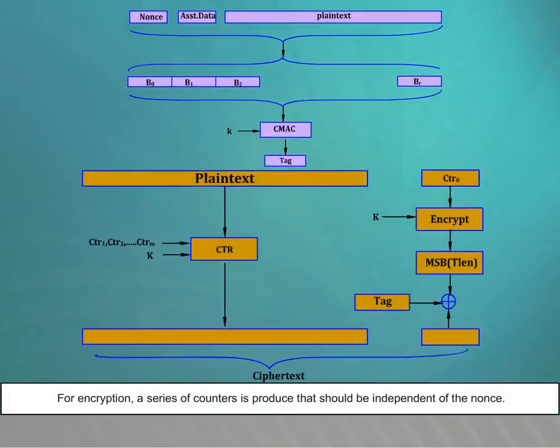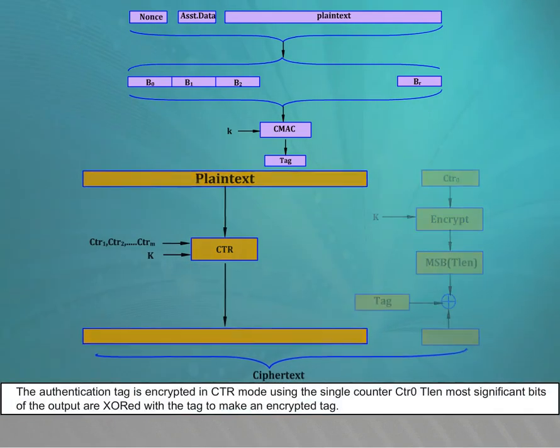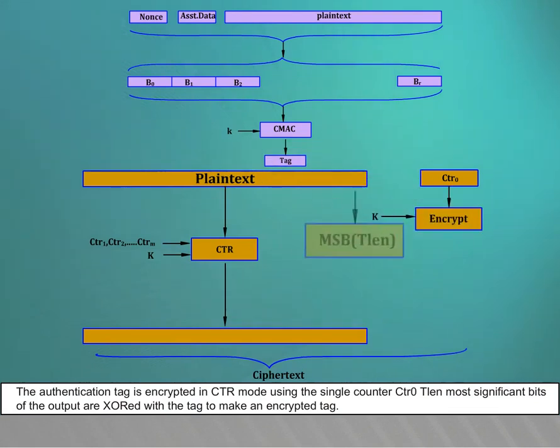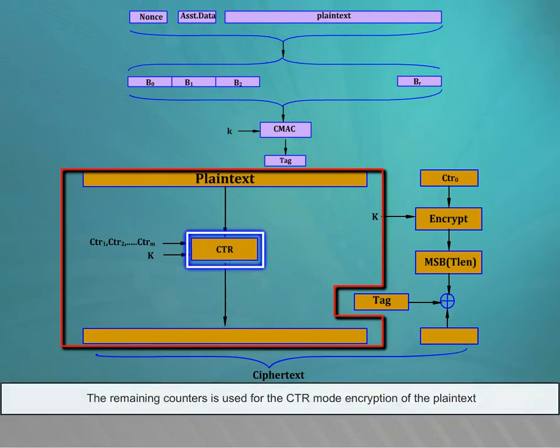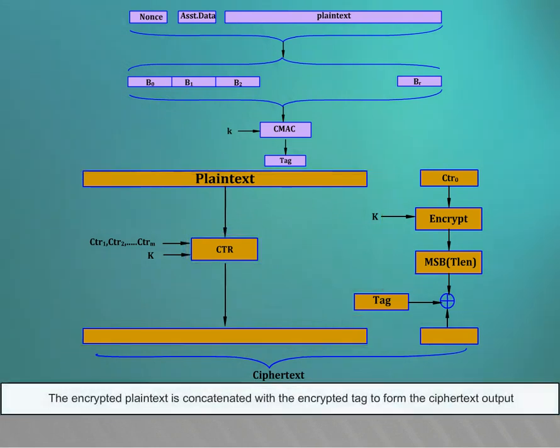For encryption, a series of counters is produced that should be independent of the nonce. The authentication tag is encrypted in CTR mode using the single counter CTR0. The Tlen most significant bits of the output are XORed with the tag to make an encrypted tag. The remaining counters are used for the counter mode encryption of the plaintext. The encrypted plaintext is concatenated with the encrypted tag to form the ciphertext output.